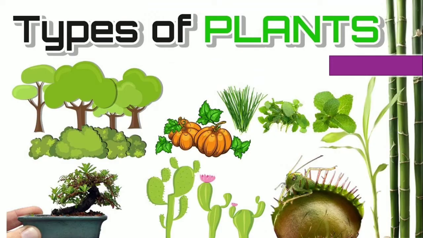Next, types of plants. Our earth consists of varieties of plants. Some plants are small and some plants are big. Like that, the varieties of plants are present on the earth. Let us learn what different types of plants are present on the earth.